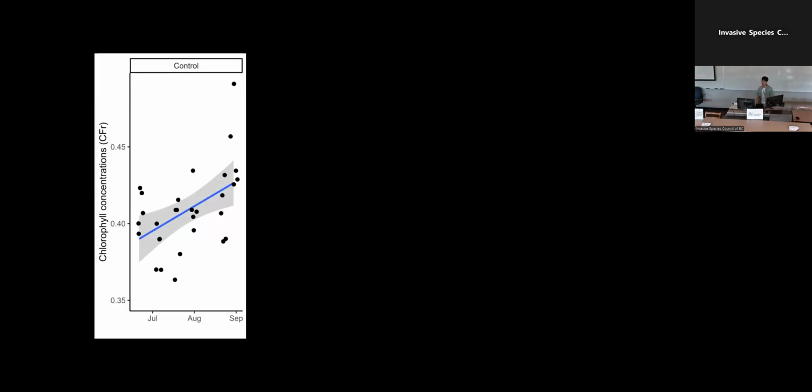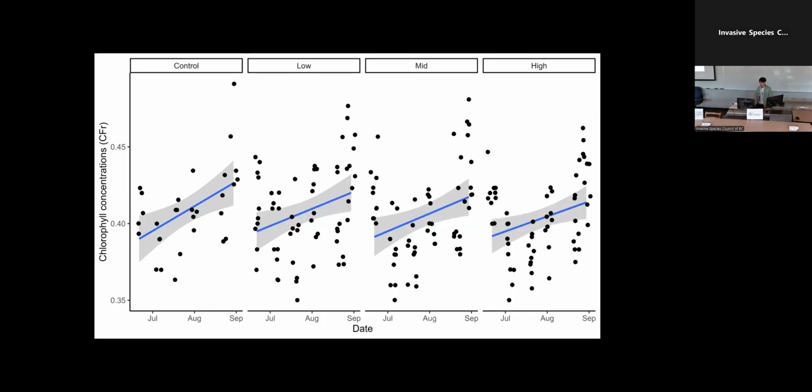Looking at chlorophyll concentration, we see on the x-axis time, and on the y-axis chlorophyll concentration in CFR. The dots represent raw data. We have a fitted line in the gray, and we have a gray confidence interval. And in our control plot, we can see that chlorophyll concentration increases over the duration of the experiment. Now, for all the treatments, our densities are grouped separately from low on the left to high on the right, so we can easily tell the difference between them. When compared to the control, we can see that increasing the number of snails does not have an effect on chlorophyll concentration.